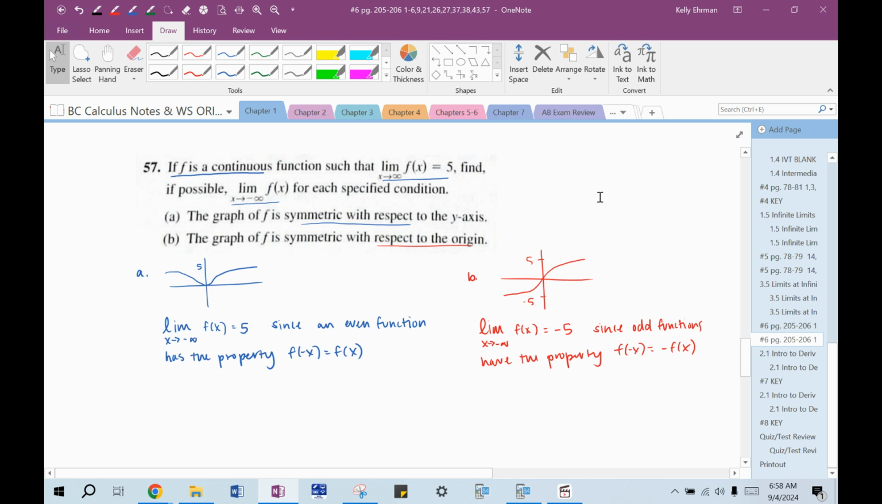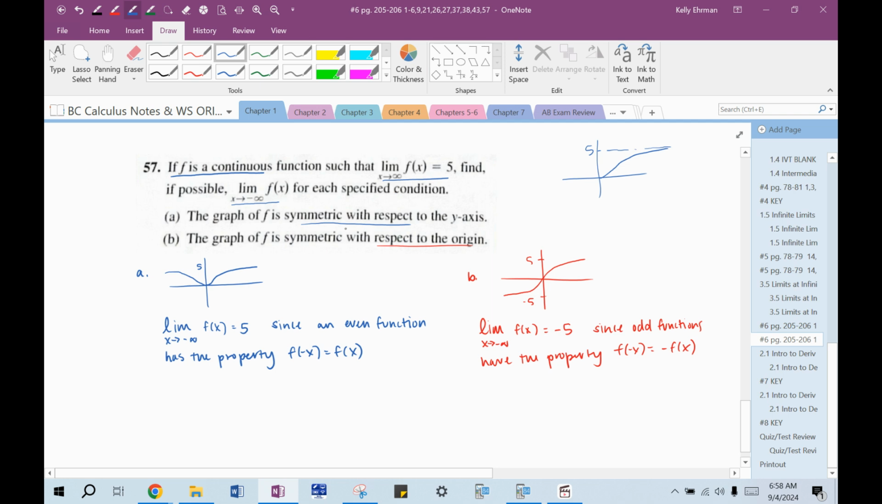And this last one I forgot to erase, so I'm just going to talk through it here. This was in a little writing section. So if f is continuous such that the limit as x approaches infinity of f of x equals 5, so we have a horizontal asymptote on the right that we know about of being 5, find the possible limit as x approaches negative infinity for each specified condition.